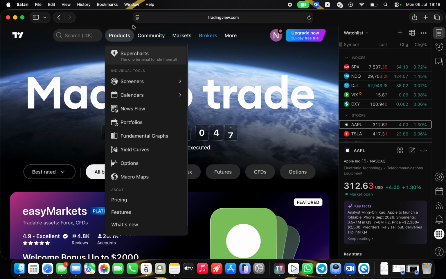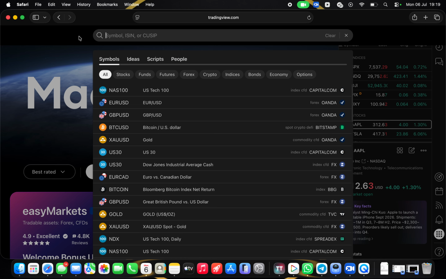Okay, now let's go to search. Usually when I open my TradingView, I go straight to search, because what do I want to do? I just want to analyze the charts on my TradingView. I don't want to do a lot of things. I just want to analyze the charts to see where I can execute, how I can utilize the charts so that I'm able to enter a trade.